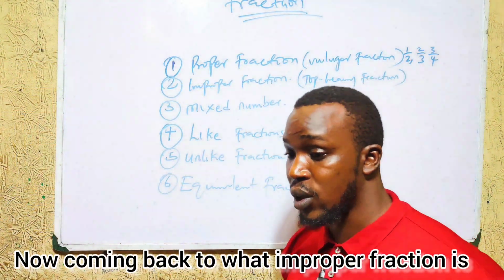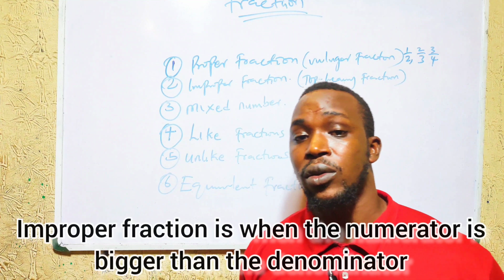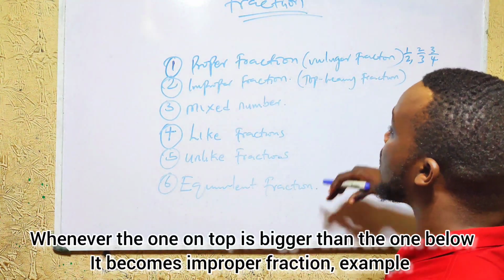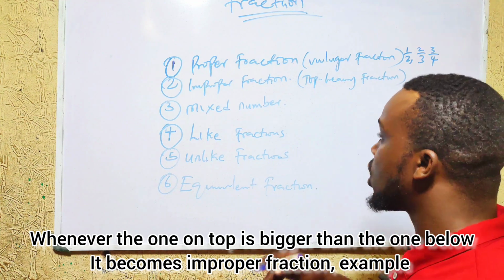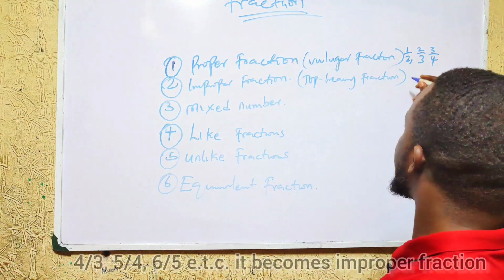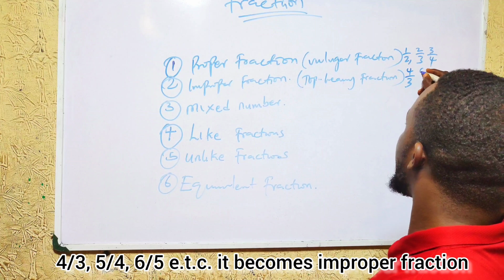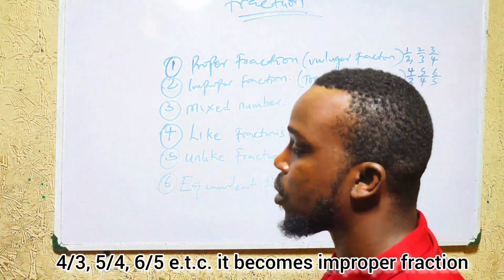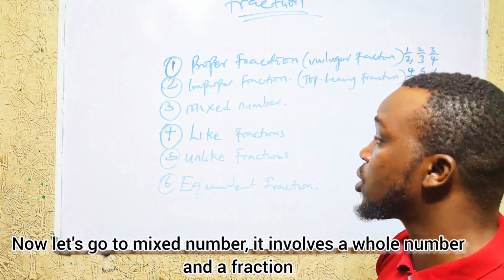Now, coming back to what an improper fraction is: it is when the numerator is bigger than the denominator. Whenever the one on top is bigger than the one below, it becomes an improper fraction. Example, 4/3, 5/4, 6/5, etc. Now let's go to mixed number.